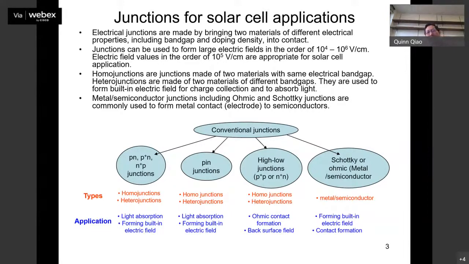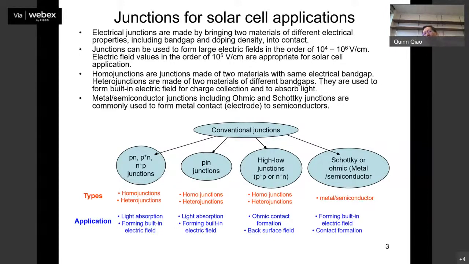And then the second junction is called PIN, right? We also talked about PIN, like amorphous silicon solar cells or gallium based cells, these are PIN junctions. And then you have high-low, that's basically P P plus, N N plus. You see that in conventional silicon solar cells because you have P, N plus P, and then P plus, okay? Then the last one is about Schottky contact or ohmic contact.